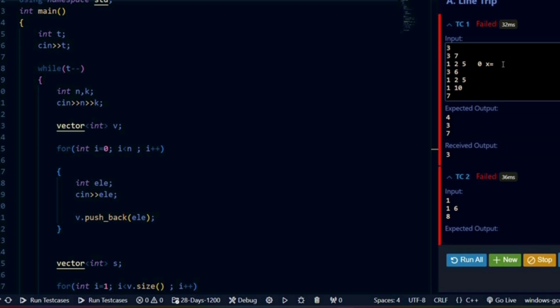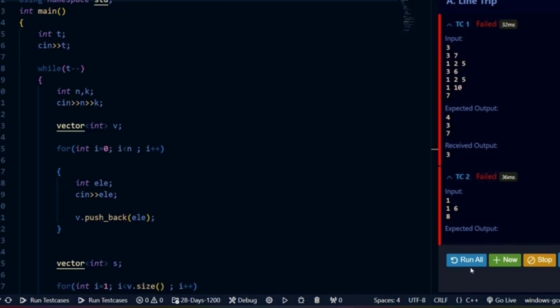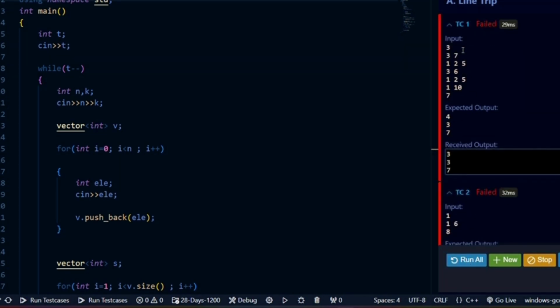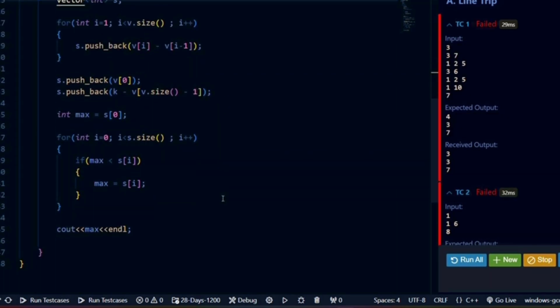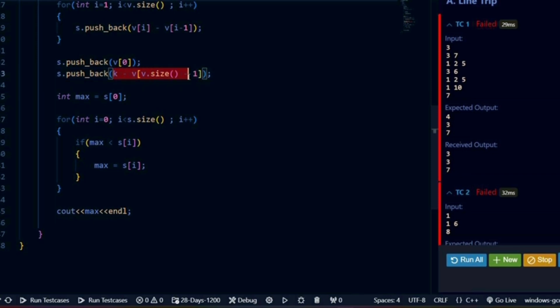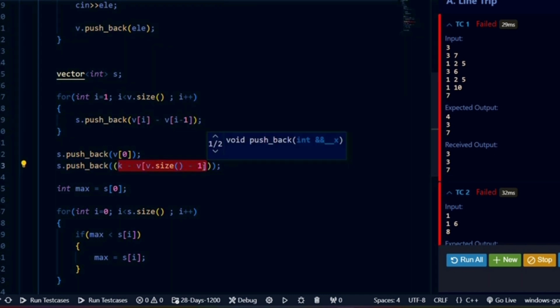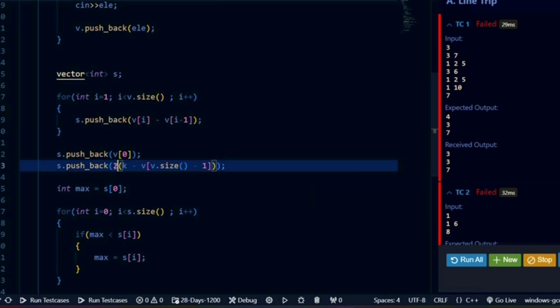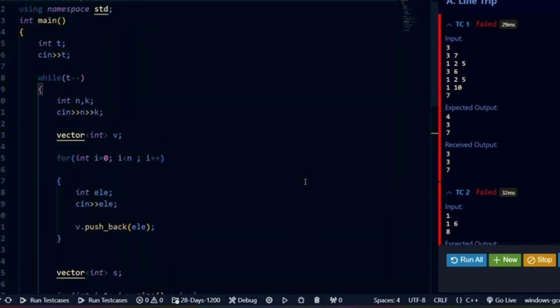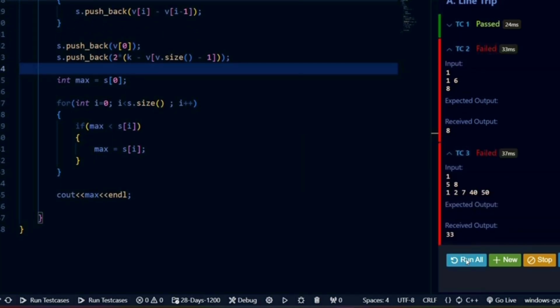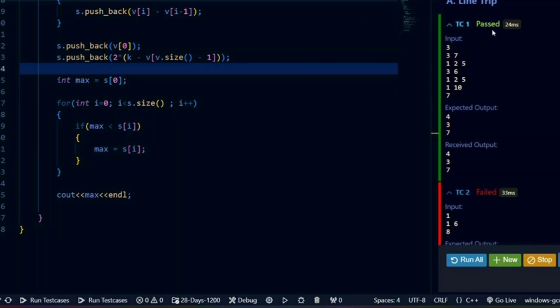I did that earlier. So look, I'm not getting the correct output because for this case here I am having 4. So what I am doing wrong is I am not multiplying it by 2. I have to multiply it by 2 first of all, because it would be 2 times the difference of x minus v dot size minus 1. It must be correct, but let's see. Yeah, it got passed.